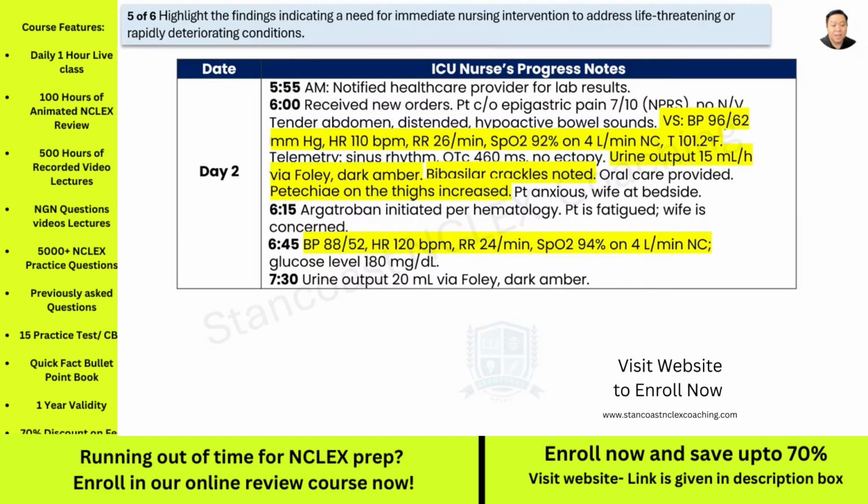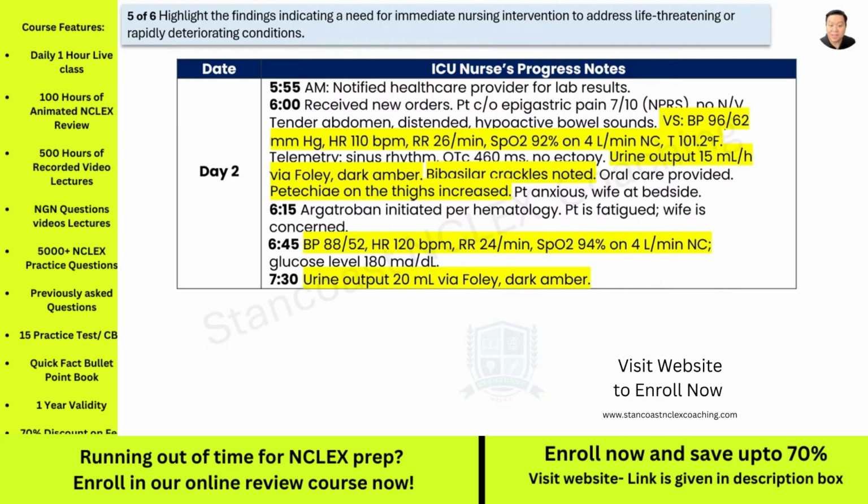Now, what else do we need to highlight here? There is that urine output of 20 mL via Foley, dark amber at 7:30 in the morning. Again, our patient is having persistent oliguria. Again, the patient still has continued acute kidney injury or hypovolemia. This is also concerning because the patient has not responded to the initial interventions that we just did.